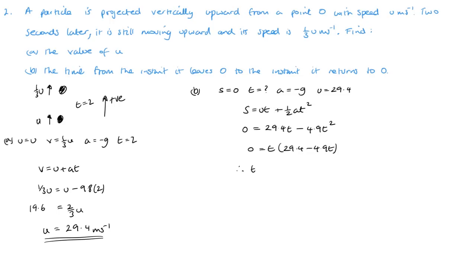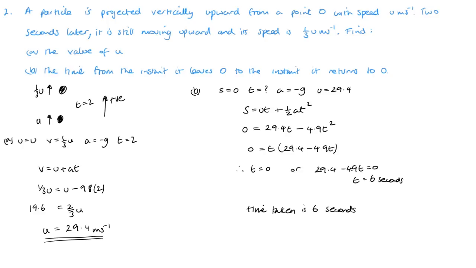So therefore t equals 0, or 29.4 minus 4.9t equals 0. So rearranging, that is going to be 29.4 divided by 4.9, and that's going to give me 6 seconds. So time taken is 6 seconds. And obviously the first time, t equals 0, would be when it was initially thrown.